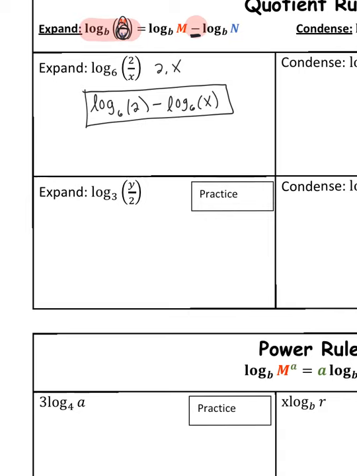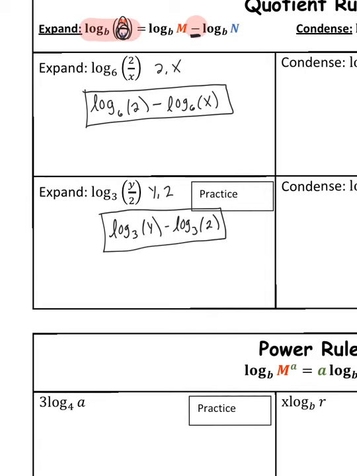Go ahead and pause the video and try the practice below. What you should get for the practice, the 2 things that you're dividing are y and 2. So this would be log base 3 of y minus log base 3 of 2. Okay.